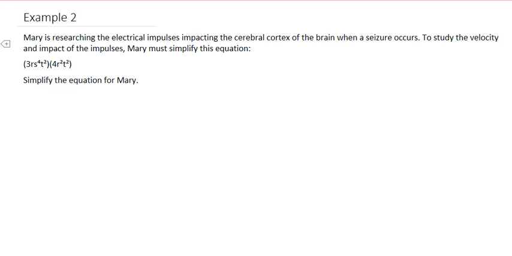So the first thing we do is we're going to multiply out the numbers. So we have 3 and 4. So 3 times 4 is 12. Then we look at the r. We see an r there and r there. So we have r to the 1 and r squared. So 1 plus 2 is 3. So we have r to the 3rd power.